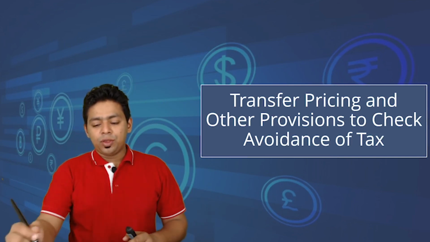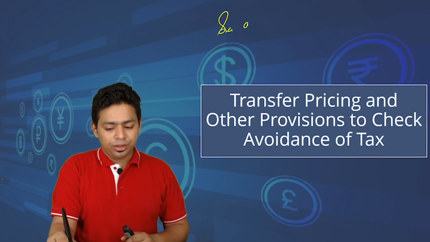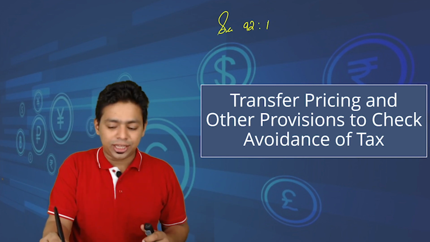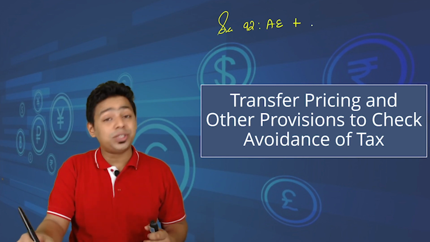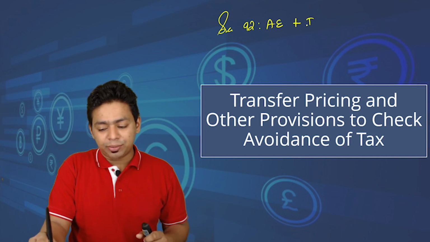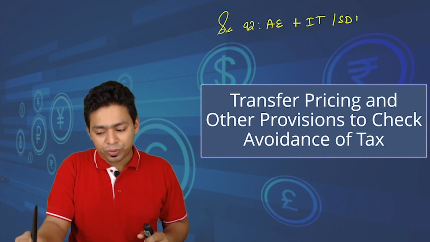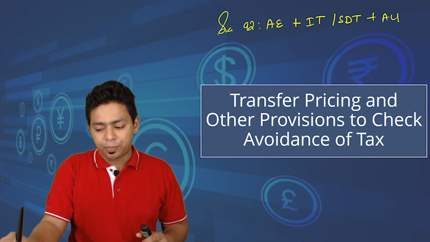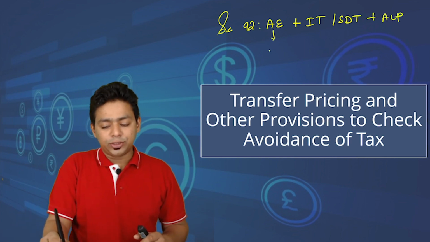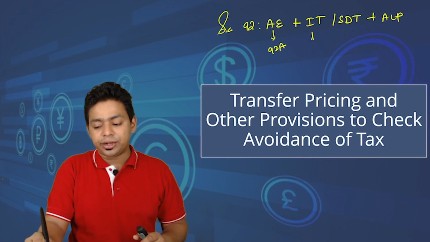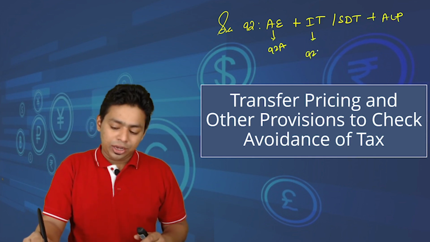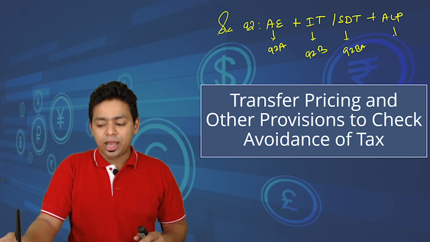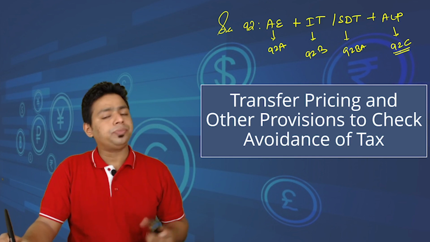Namaskaram, my dear friends. So we have understood section 92, which is the transfer pricing charging section, which says there has to be associate enterprises. Associate enterprises should have done some international transaction or specified domestic transaction. Then such transaction must happen at arm's length price. Associate enterprises is defined in section 92A. International transaction is defined in section 92B. Specified domestic transaction is defined in 92BA, and arm's length price is defined in 92C.